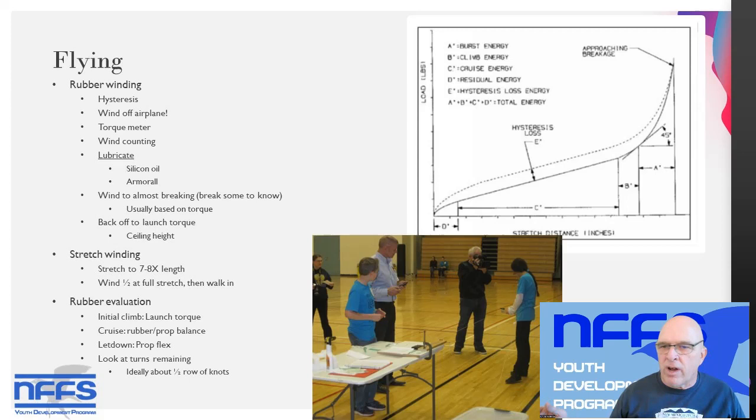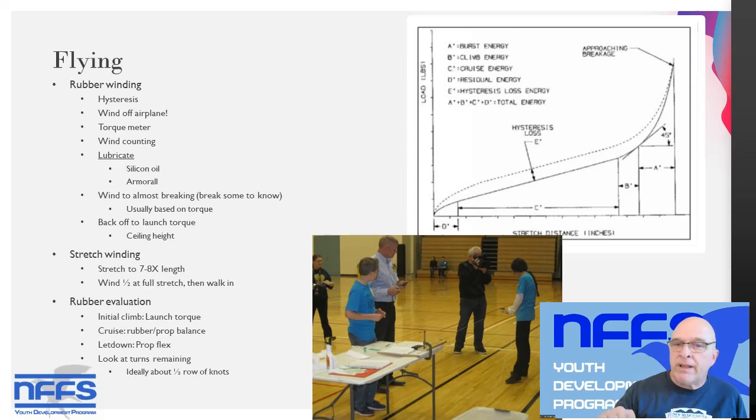So we stretch the rubber as far as we can, usually 6 to 8 times the original length, and start winding from there. We'll wind about half of our winds into the rubber at full stretch, and then start walking in. Let's say we want a torque of 0.1 ounce inches at launch. If we wind up to 0.1, then when the rubber unwinds, it unwinds at a lower torque than it had winding for the same number of turns. So the torque drops down.